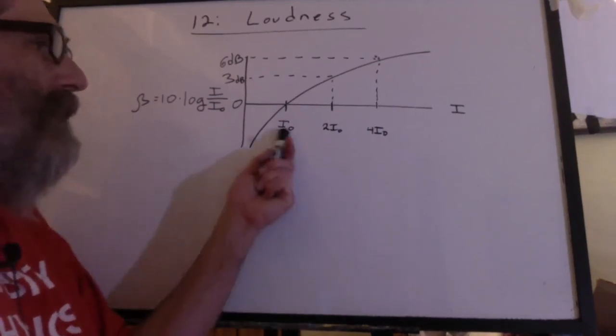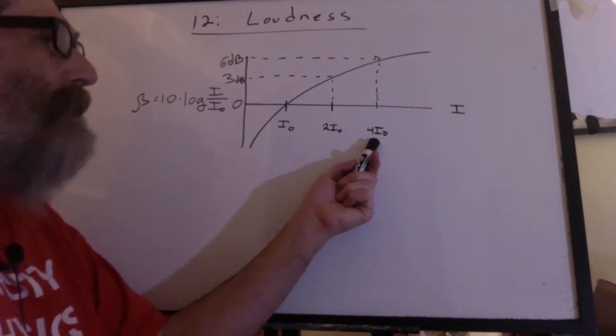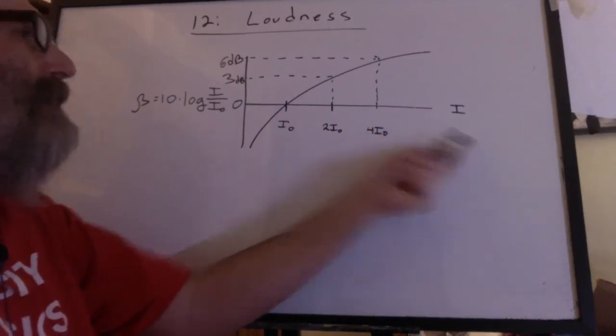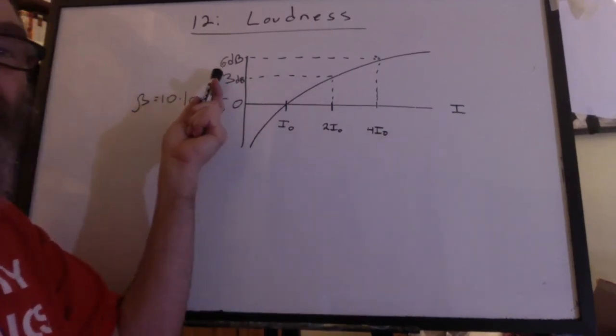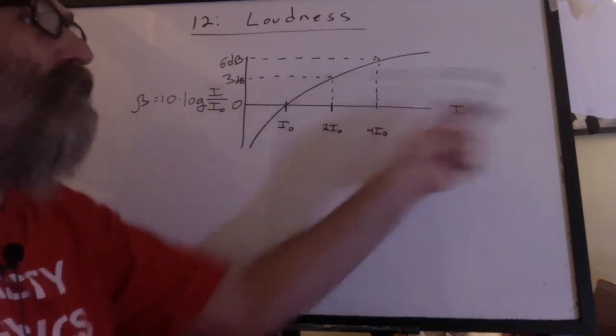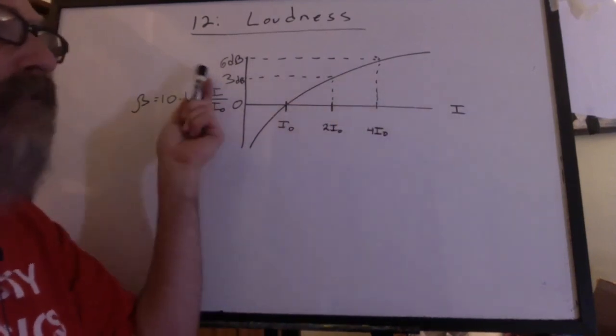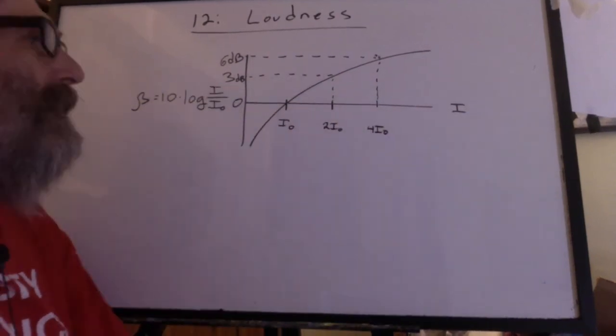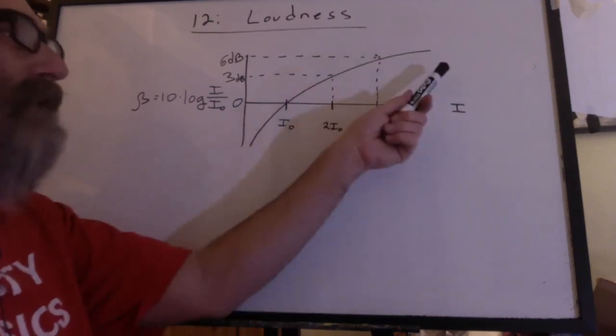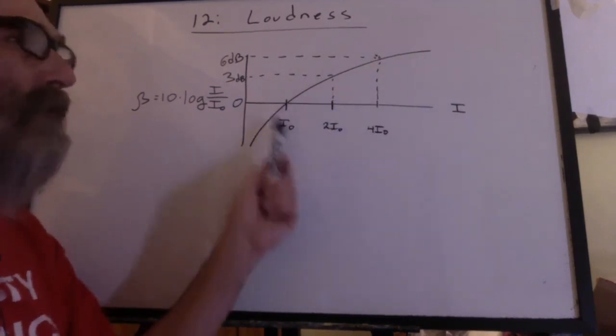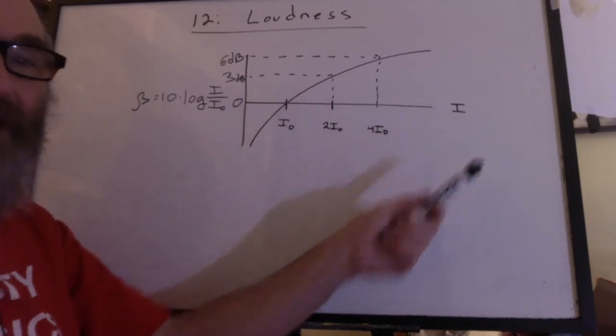If I was at 4 I naught, I'd be at 6 decibels. Well, wait a minute now. I'm only up to 4. If I was up to 10 times I naught, then I'd be at 10 decibels. Oh my gosh, I'm going to have to go really, really far to start getting 40, 50, 60 decibels. That's the idea of the logarithmic function. Our ear can handle very low intensities and extremely high intensities.